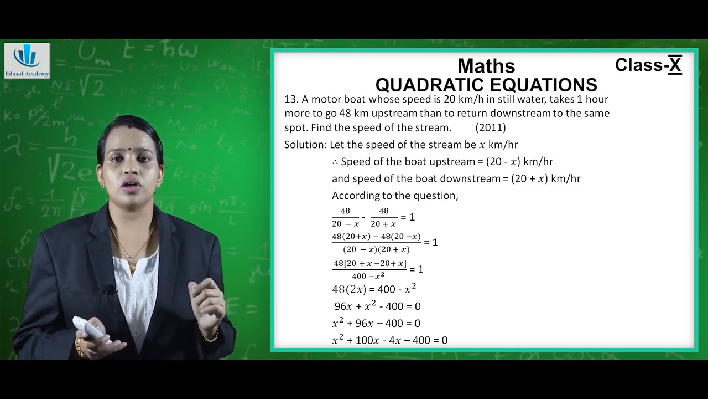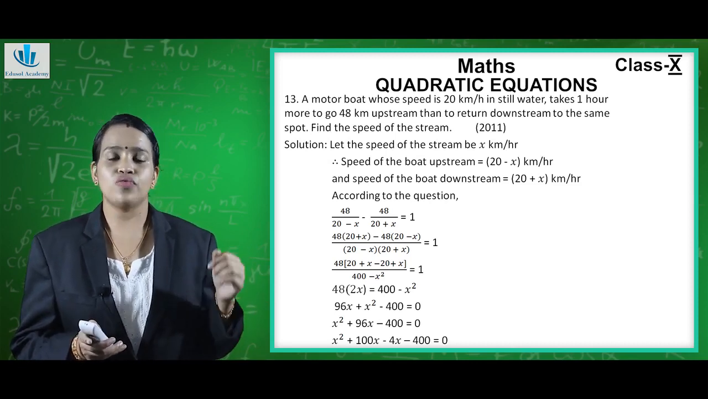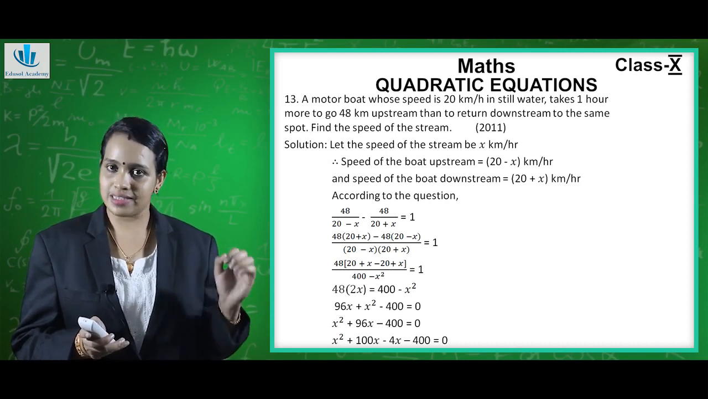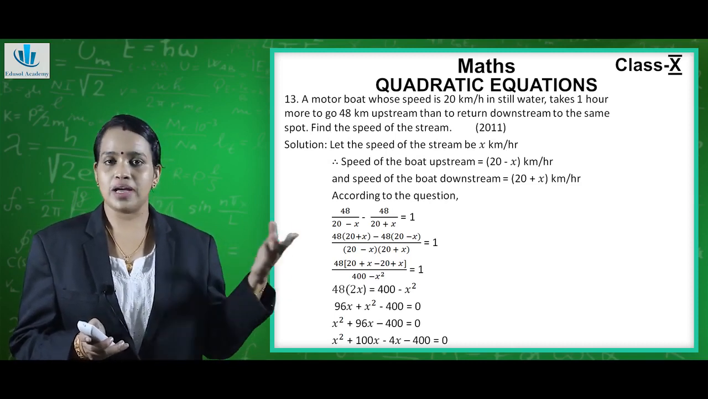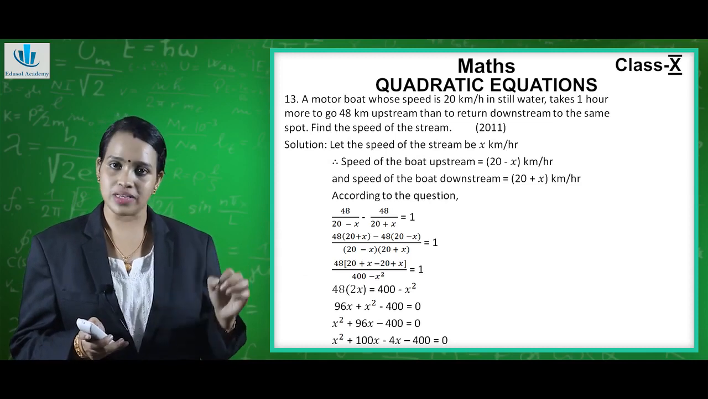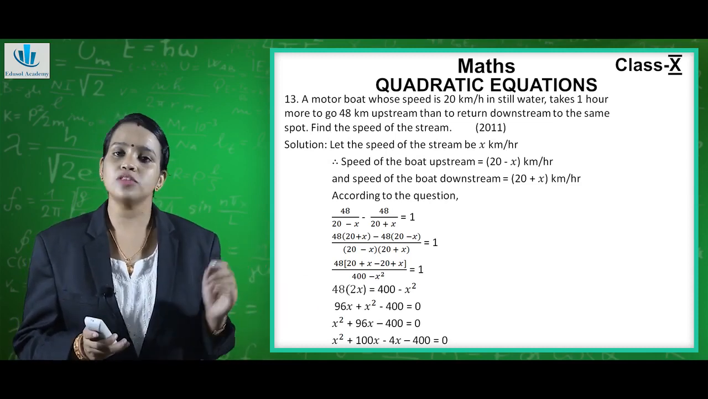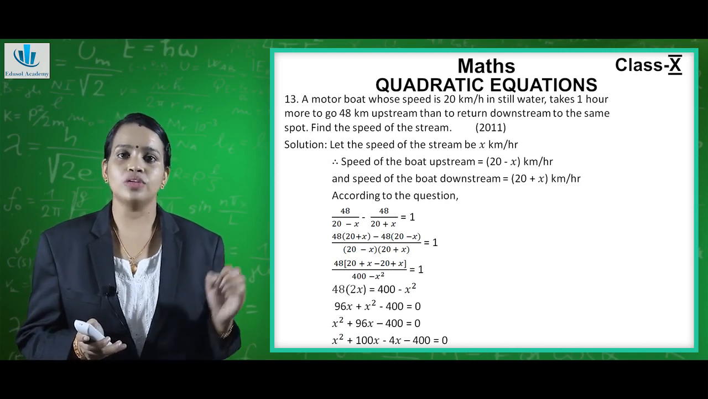So we will now multiply here. So 48 into 2x gives 96x. Now we are taking minus x square to this side, so it becomes plus x raised to 2. Similarly we are taking 400 to this side also, so it becomes minus 400, which is equal to 0.